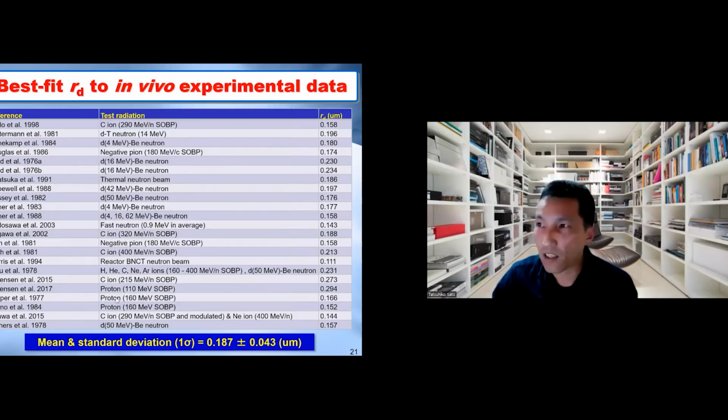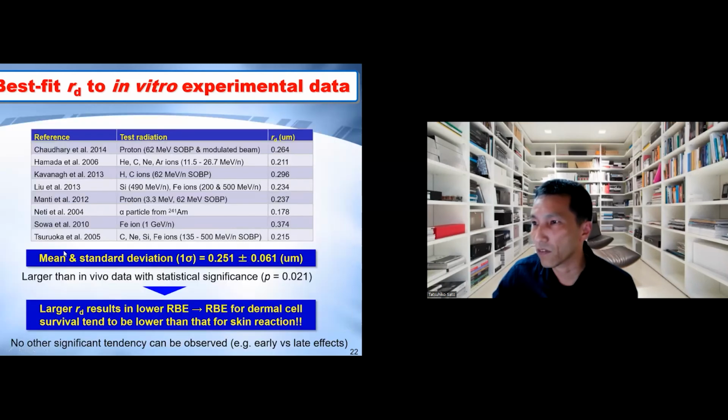So their mean and standard deviation is 0.187 plus or minus 0.043 microns. This table shows the best fit domain radius to in vitro experimental data of dermal cell survival. Their mean and standard deviation is 0.251 plus or minus 0.061 microns, which is larger than the in vivo data with statistical significance.